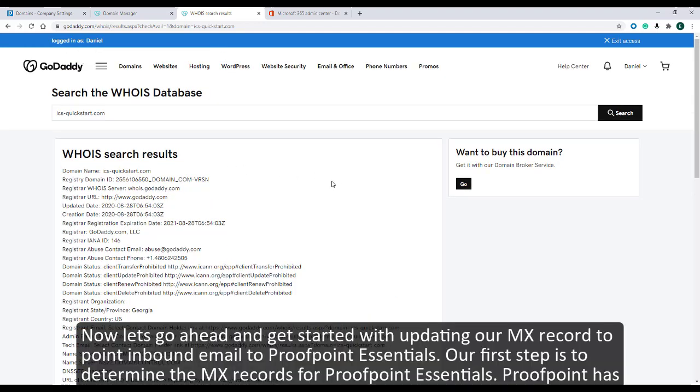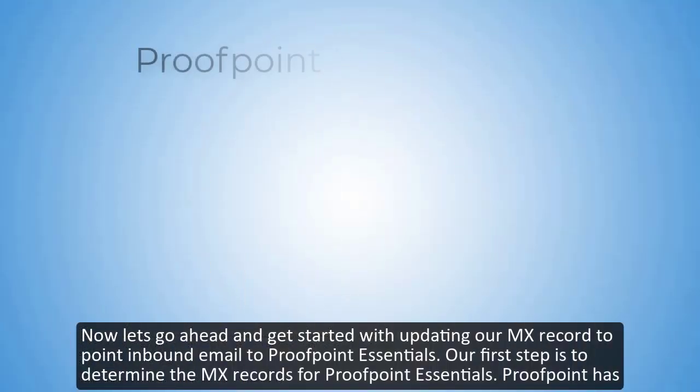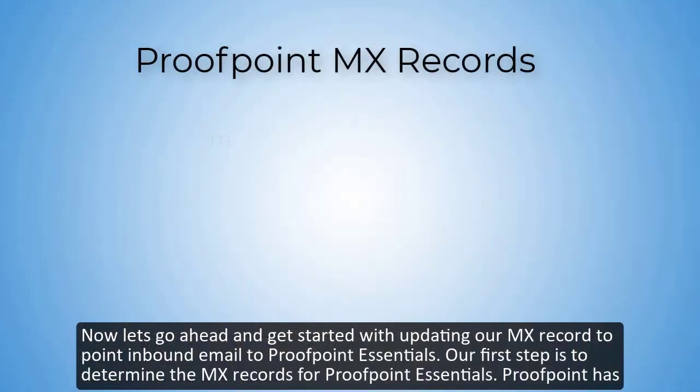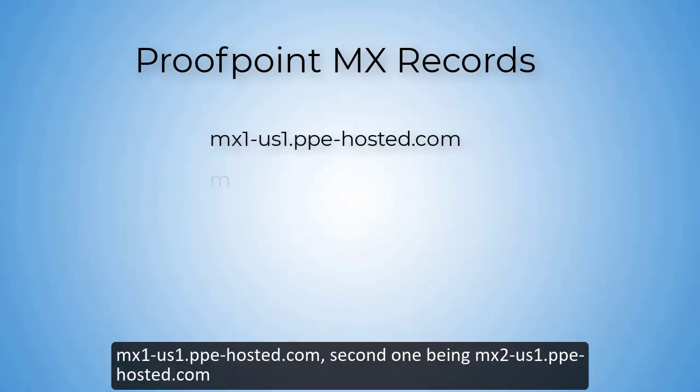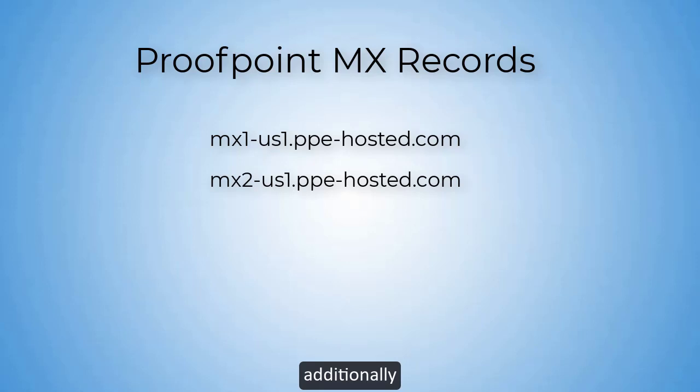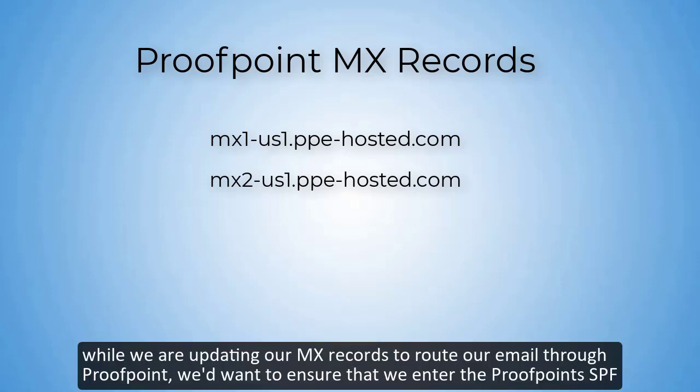Now let's go ahead and get started with updating our MX record to point inbound email to Proofpoint Essentials. Our first step is to determine the MX record for Proofpoint Essentials. Proofpoint has two MX records which we'll be needing to enter into our DNS host. First one being mx1-us1.ppe-hosted.com. Second one being mx2-us1.ppe-hosted.com.